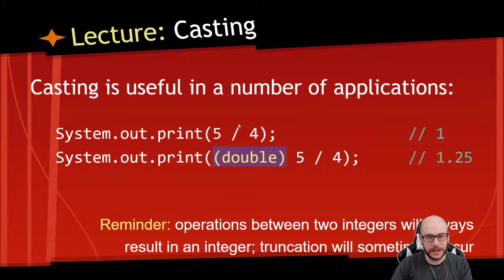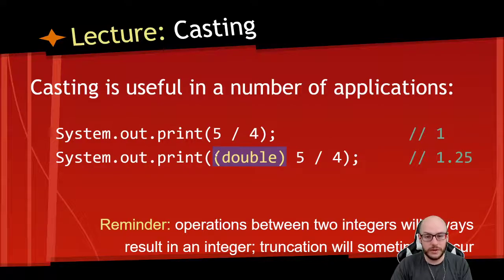Here's a situation where casting becomes a little bit more useful. Casting is useful in a number of applications. Here I have 5 divided by 4. Well, 5 is an integer, 4 is an integer. I have division between 2 integers. This is going to unwillingly truncate to just 1.